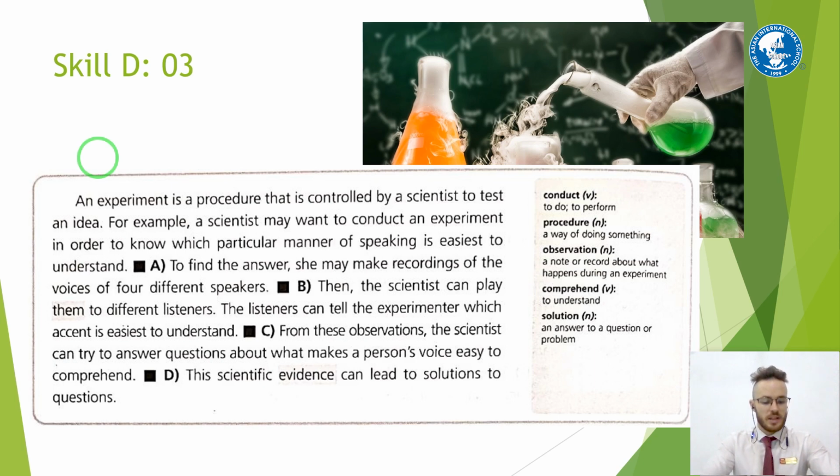So an experiment is a procedure that is controlled by a scientist to test an idea. For example, a scientist may want to conduct an experiment in order to know which particular manner of speaking is easiest to understand. To find the answer, she may make recordings of the voices of 4 different speakers. Then, the scientist can play them to different listeners. The listeners can tell the experimenter which accent is easiest to understand. From these observations, the scientist can try to answer questions about what makes a person's voice easy to comprehend. This scientific evidence can lead to solutions to questions. Okay, your turn. Please pause the video and read that out loud.